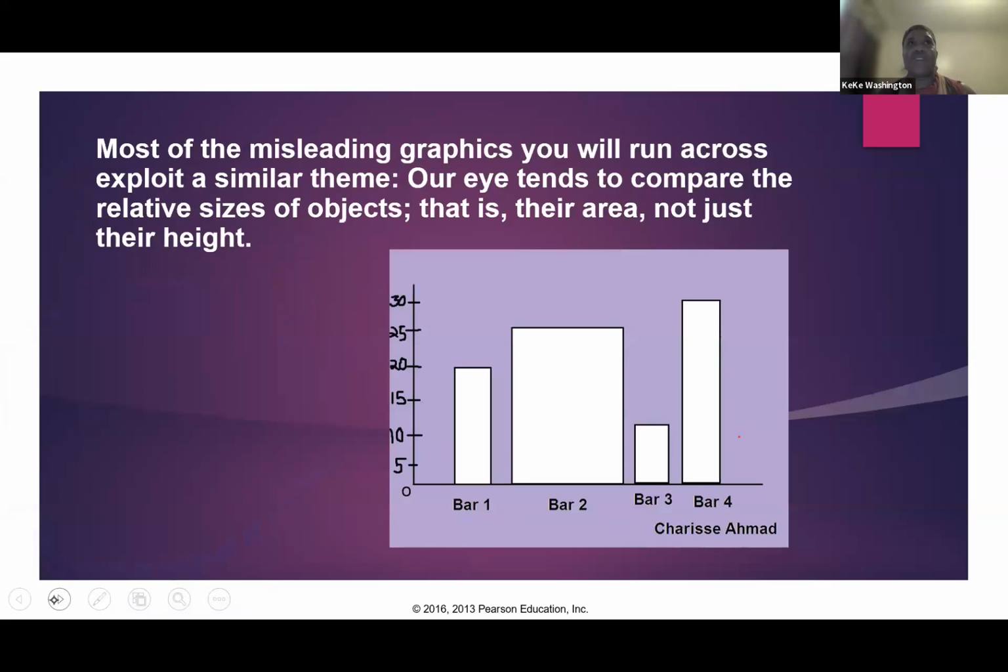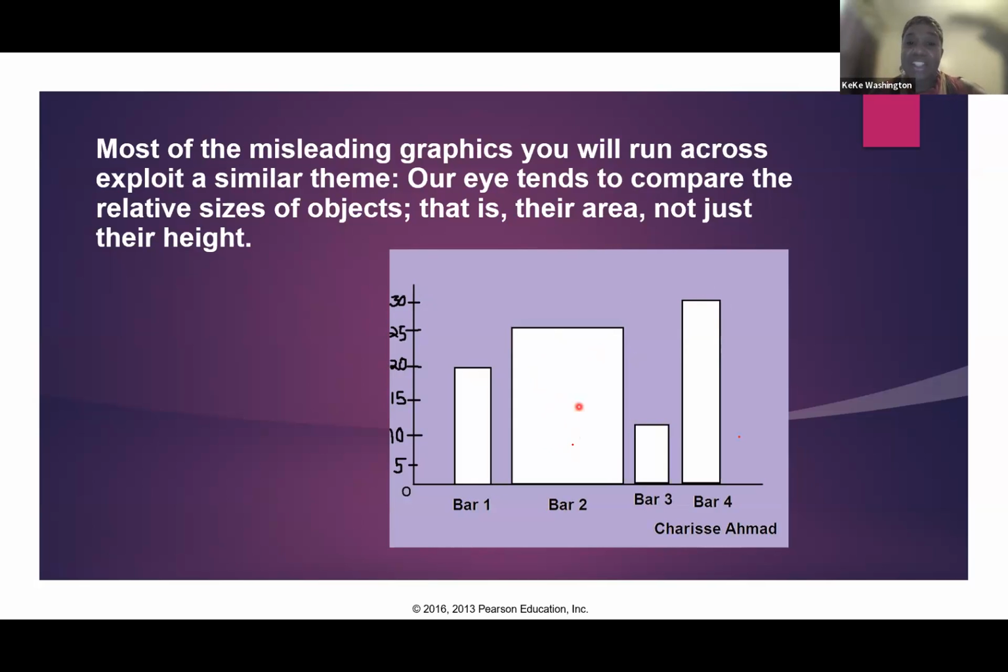Oh, this is the other thing I wanted to show you with the bar graphs. Another way that our graphics can be misleading is because our eyes always gravitate to the larger area. So if I were to ask you the question, which bar was the greatest? Bar 2. No, it's not. It's bar 4. It has the highest frequency.